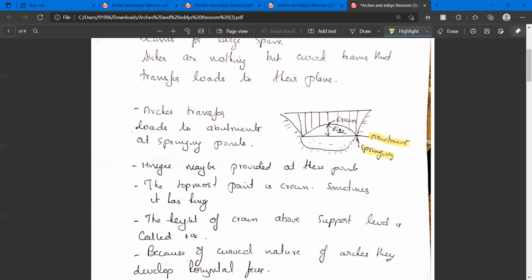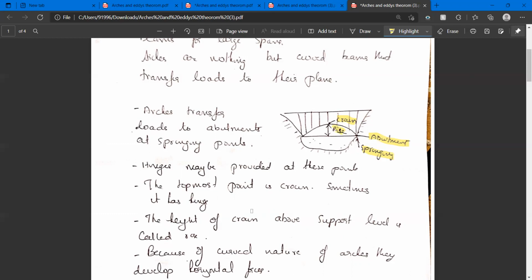The topmost point of the arch is called the crown. You can see the crown here. The topmost part of the arch is called the crown. Sometimes a hinge may be provided at the crown also. Now, the height of the crown above the support level, that is called rise. Height of the crown above support level is called rise.